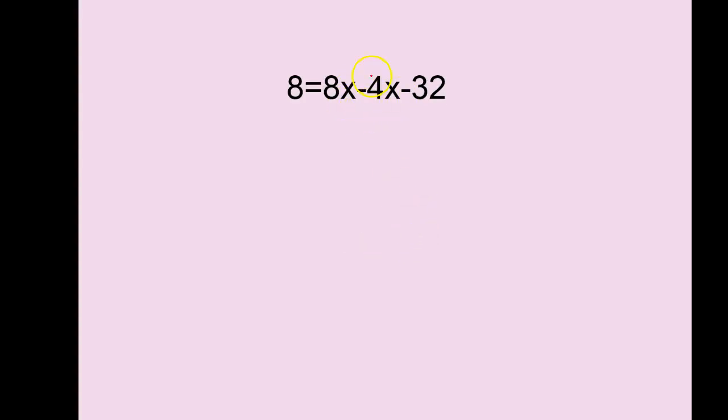All right, we have like terms here. So let's go ahead and rewrite this equation. 8 equals 8x minus 4x is 4x minus 32. Now, all I need to do is, we're still focusing on getting that variable by itself. So let's add 32 to both sides. 8 plus 32 is 40.